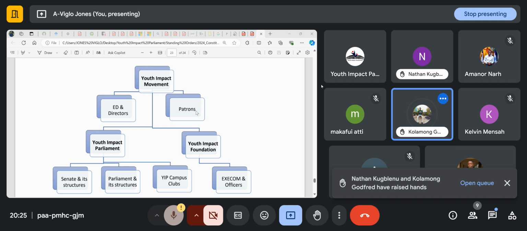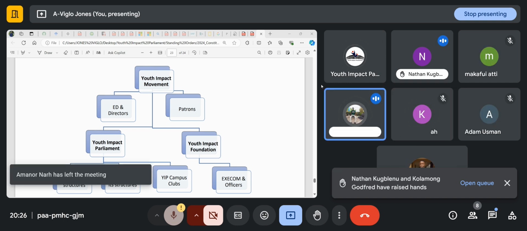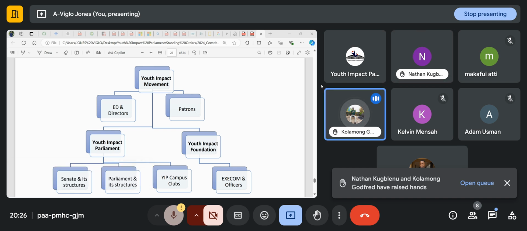I'm a youth from Tamale, Bunkpurugu constituency. Please, can you hear? Yeah, my question is, what is the difference between the standing committee and the select committee, based on their functionalities? Please, can you hear me? Yes.